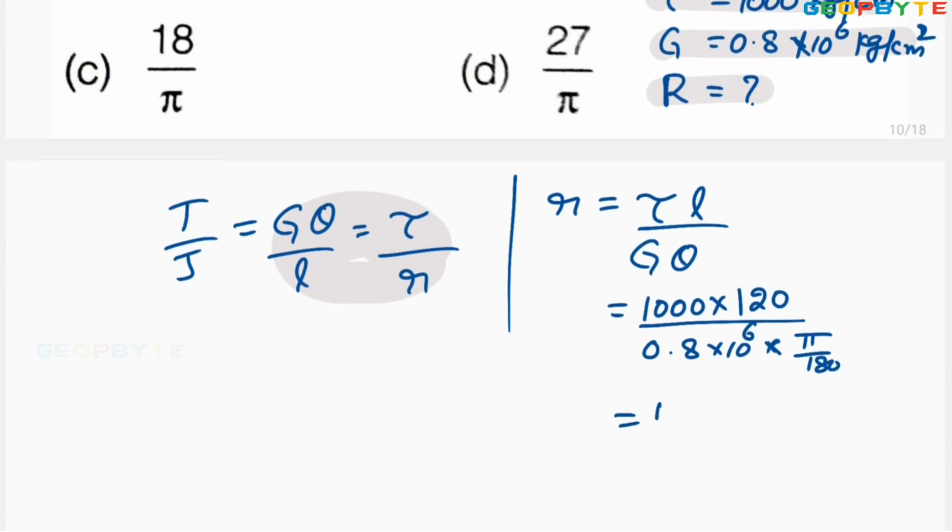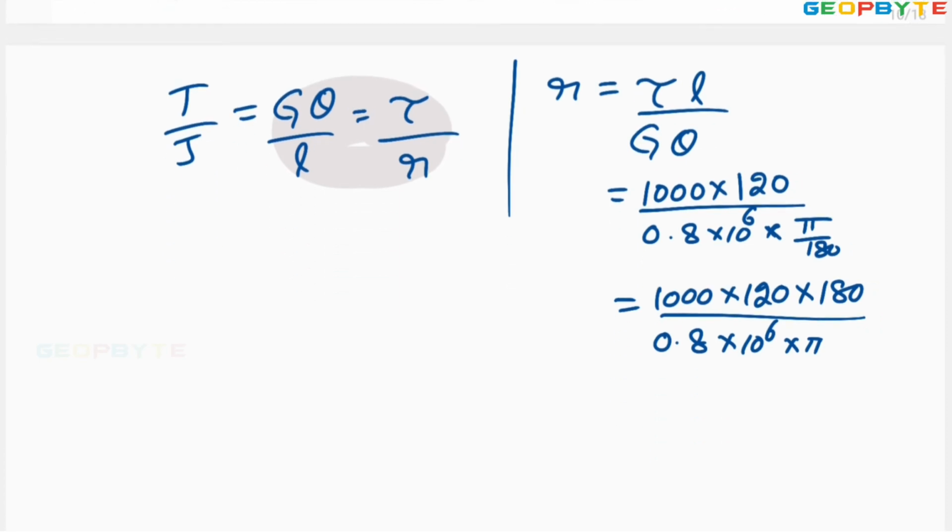It is equal to 1000 into 120 into 180 divided by 0.8 into 10 raised to 6 into pi. You simplify this value for getting radius R equal to 27 by pi. The answer is, the radius R equal to 27 by pi, it must be in centimeters. That is the answer. Now let us move to the answers.